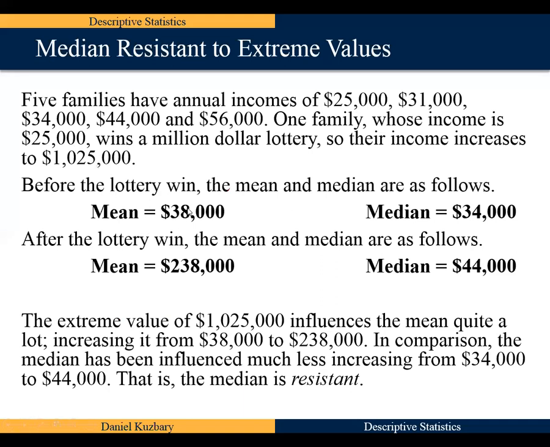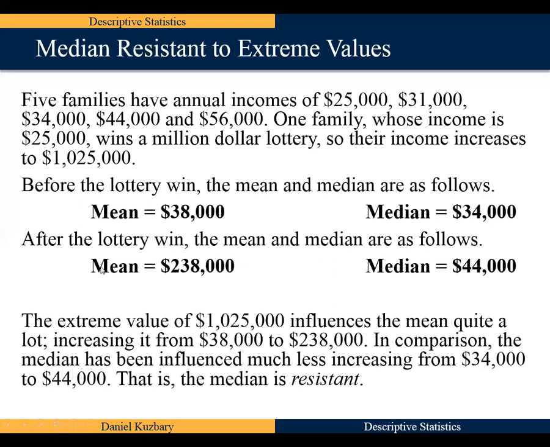Before the lottery win, the mean of your household incomes was 38,000 and your median was 34,000. These are kind of close together. They're not telling you the exact same thing, but they're pretty close and they make sense. However, look what happens to the mean once the lottery win happens. You no longer have this 25,000. It now becomes 1,025,000. The mean annual income of families in the sample shot up to 238,000.